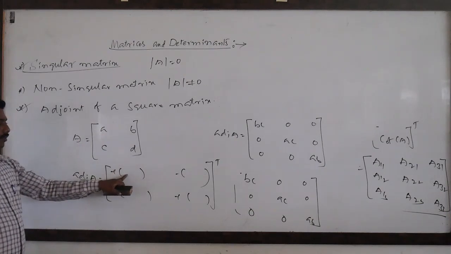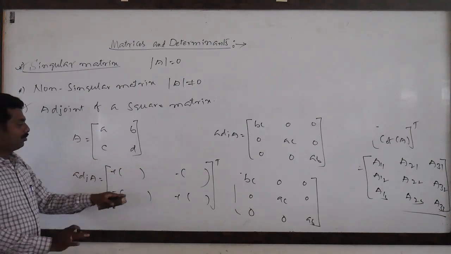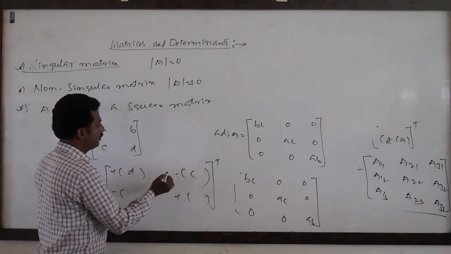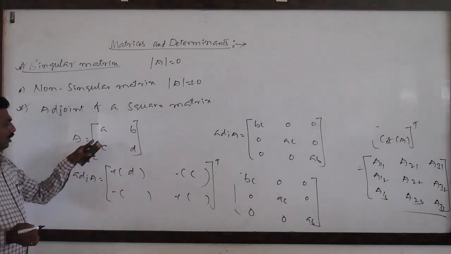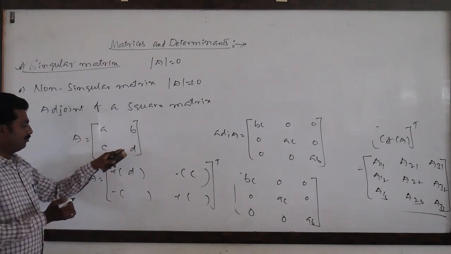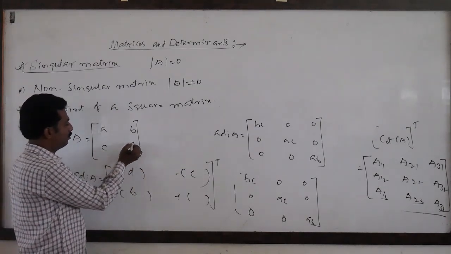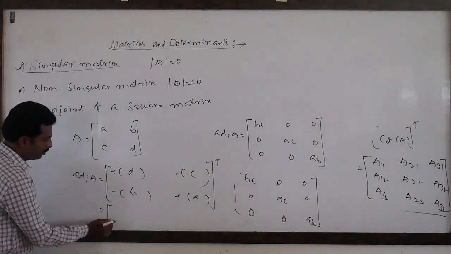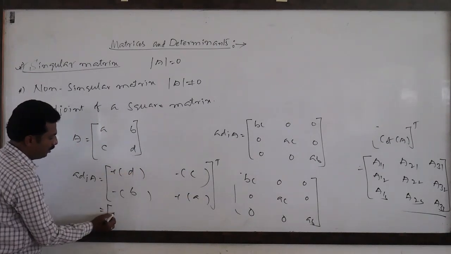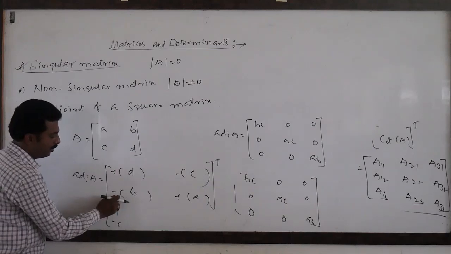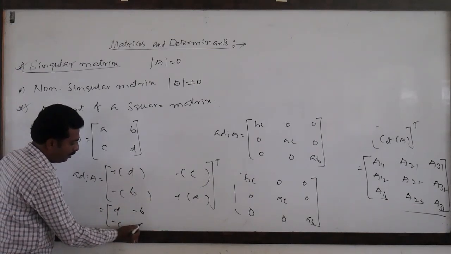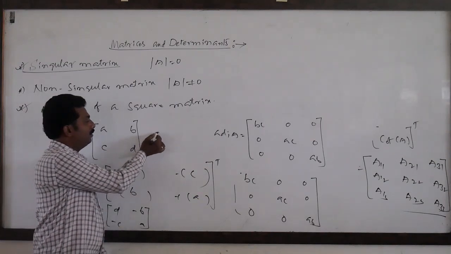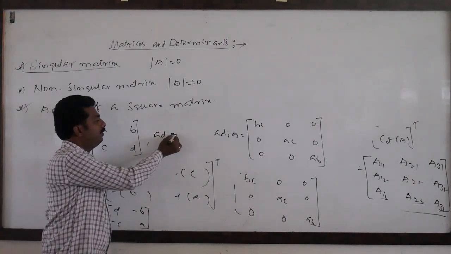So this is the A11 position. First row, first column, if you close, this is D. First row, second column, this is C. Then second row, first column, this is B. Second row, second column, A. So it's a transpose. This is D minus C, it becomes D, minus C, minus B, A.